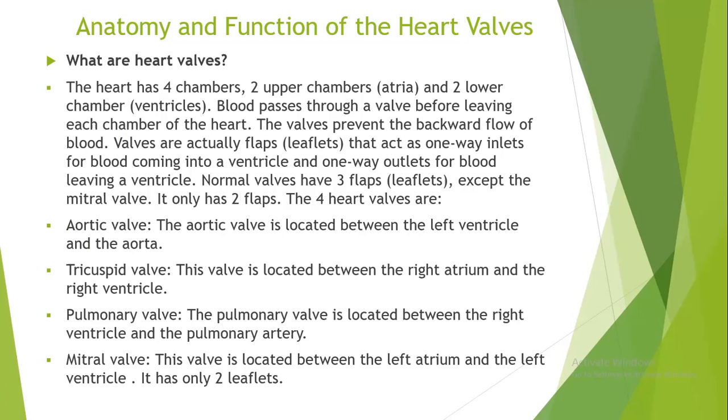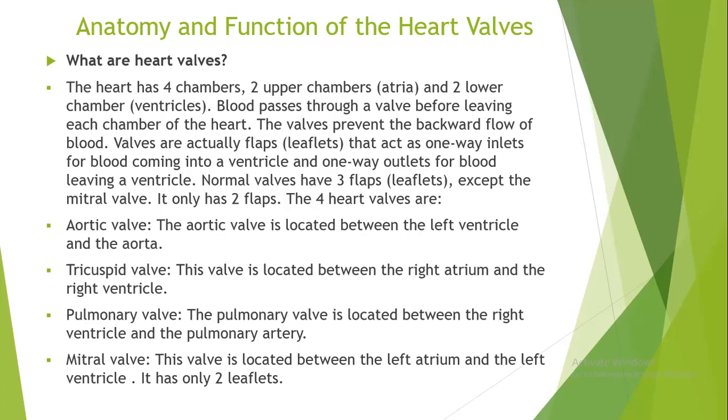Talking about the heart valves, we know we have four chambers in the heart, two upper chambers and two lower chambers, which are the atria and the ventricles. We know that blood passes through a valve before leaving each chamber of the heart. The valve prevents backward flow of blood. Valves are actually leaflets that act as one-way inlets for blood coming into a ventricle and one-way outlets for blood leaving a ventricle. Normally, valves have three flaps, except the mitral valve, which has only two flaps.